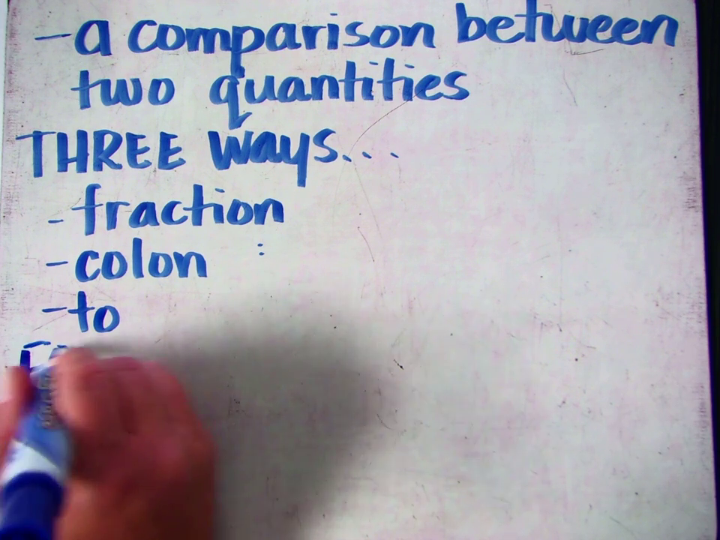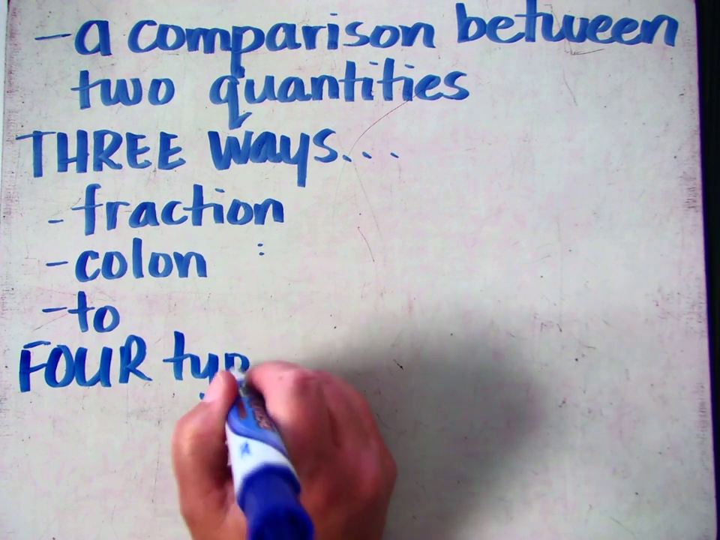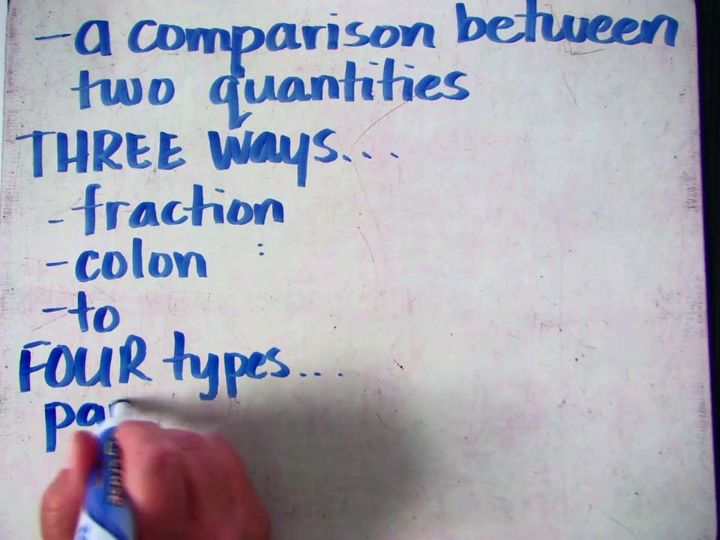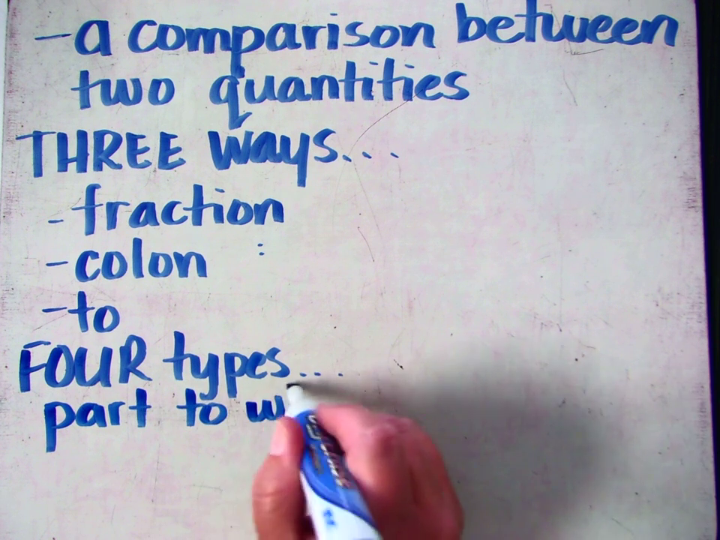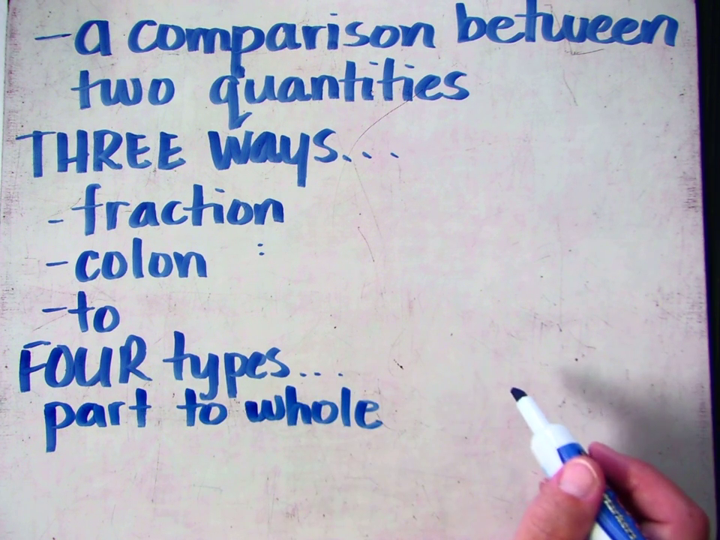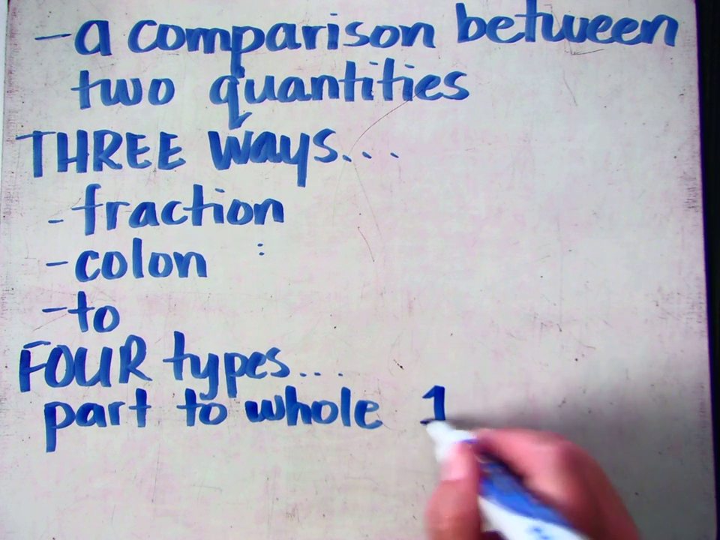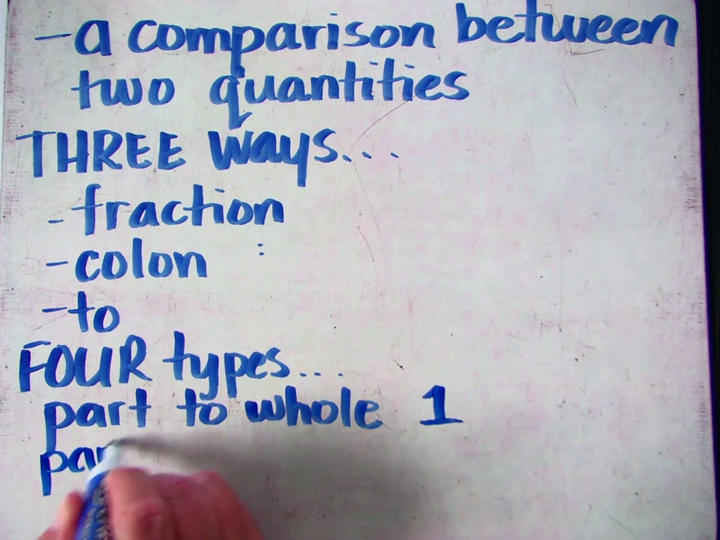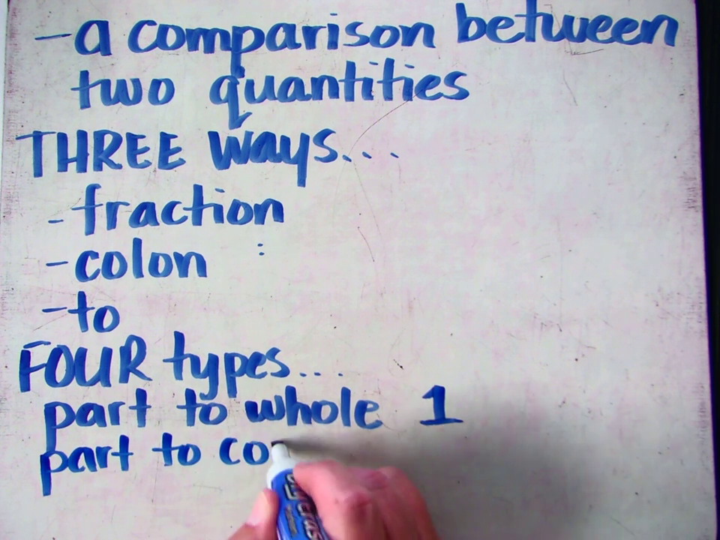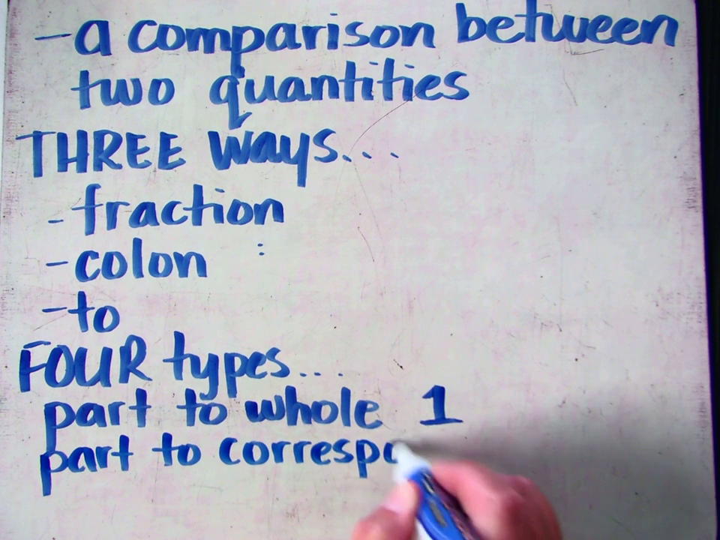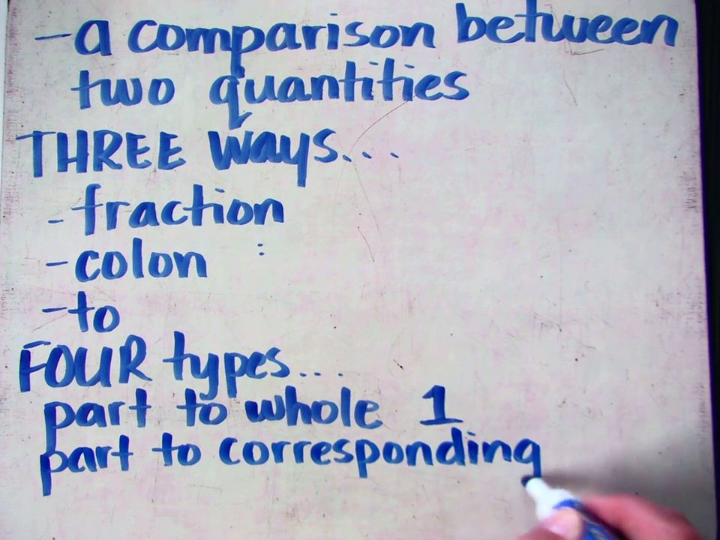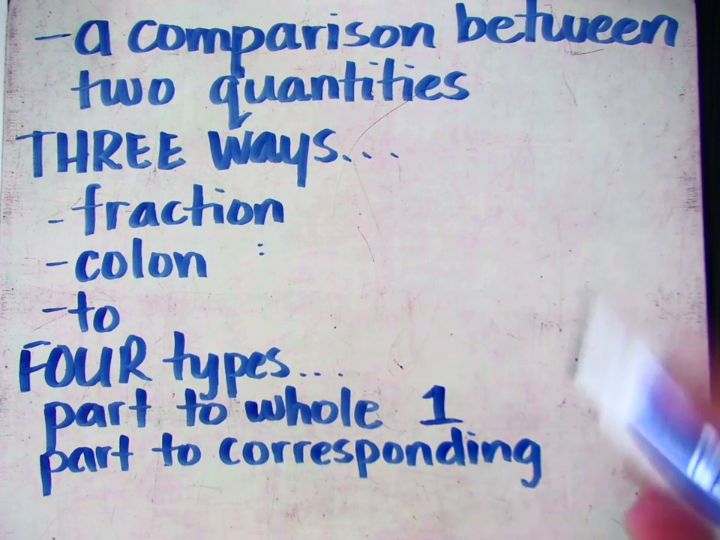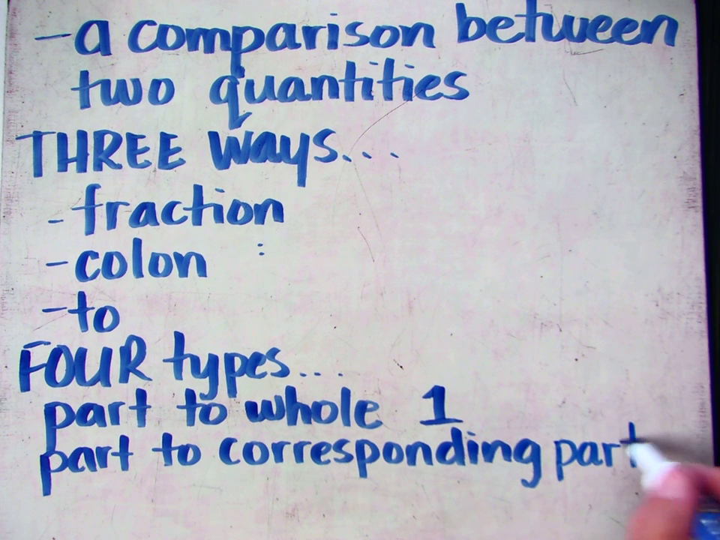There are four types of comparisons. The first one we'll talk about is part to whole. And with that, you use one set of data. The second one is part to corresponding part. That uses two sets of data.